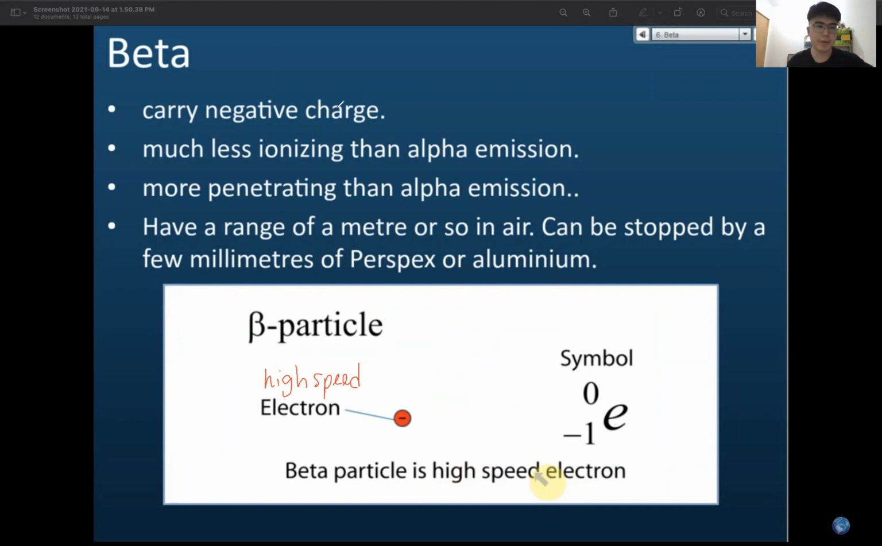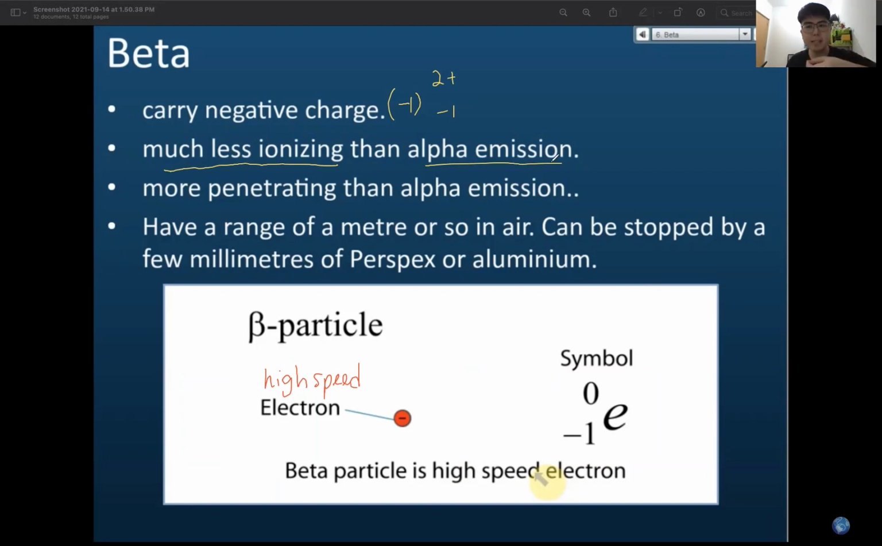Okay, so they carry negative charge. Why? Because they are electrons. What is the charge? -1. Okay, because the charge is less than the alpha particle. What is our alpha particle? Our alpha particle is 2+, right? So our electron is only -1. So the charge is less, so that is why they are much less ionizing than the alpha particle.